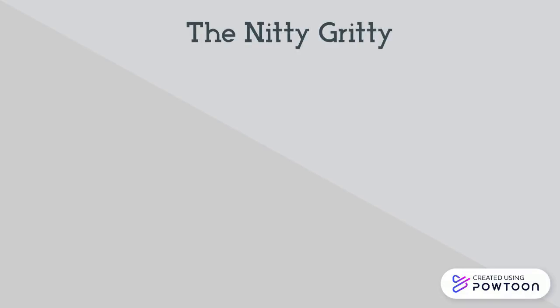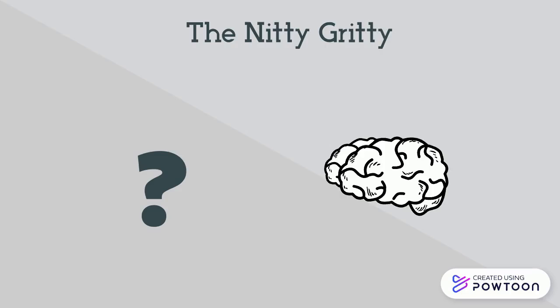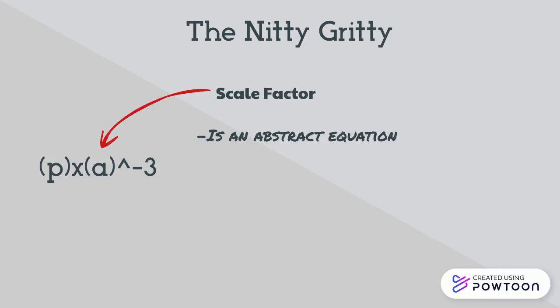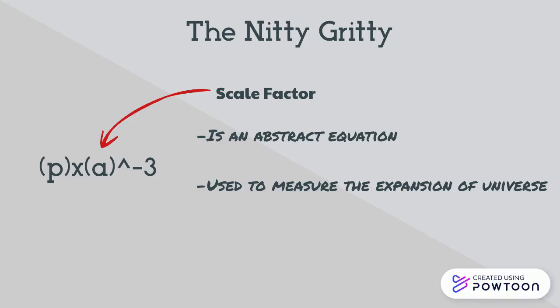Nitty-gritty. As mentioned previously, there's no definitive answer for what dark matter is, so it is difficult to understand it using conventional physics formulas. However, the expansion of our universe is measured using the formula P times a to the negative 3, where a is the scale factor. The scale factor is an abstract equation used to model the relative expansion of the universe, with a being dimensionless.